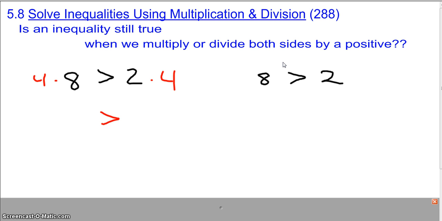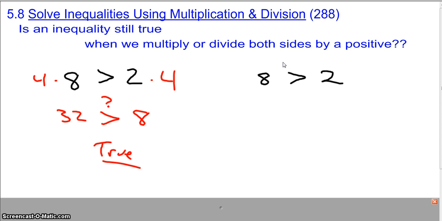And we're going to test this to see if it's still true. So I'm putting a question mark saying we're running a test. This is an experiment. 8 times 4 is 32, and 2 times 4 is 8. So, do we have a true statement? Is 32 greater than 8? Yes. True.